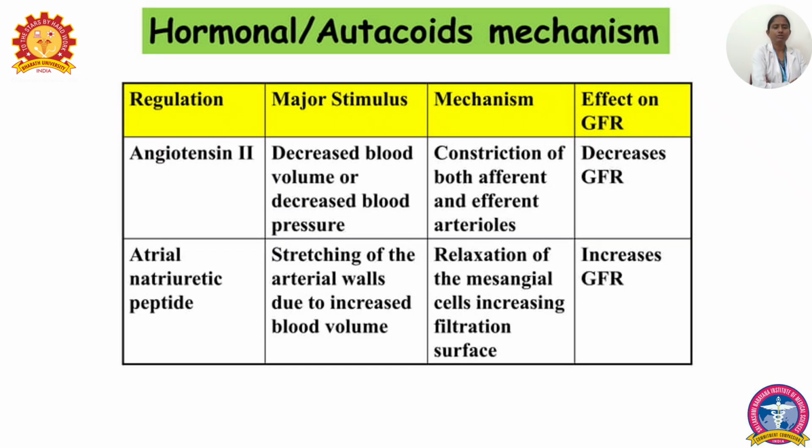Then we have one other hormone called atrial natriuretic peptide, which gets released from the right atria whenever the atrial wall is stretched due to increased blood flow or increased ECF volume. This causes relaxation of mesangial cells. You remember that tabular column which we saw in the previous slides? Whenever the mesangial cell relaxes, the surface area available for the fluid to get filtered will be larger. When the surface area is larger, the filtration occurs at a faster rate, thereby increasing the GFR. So that increases GFR.